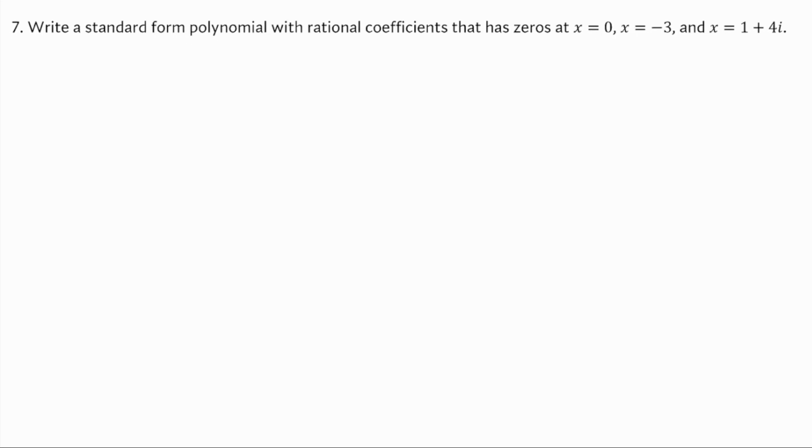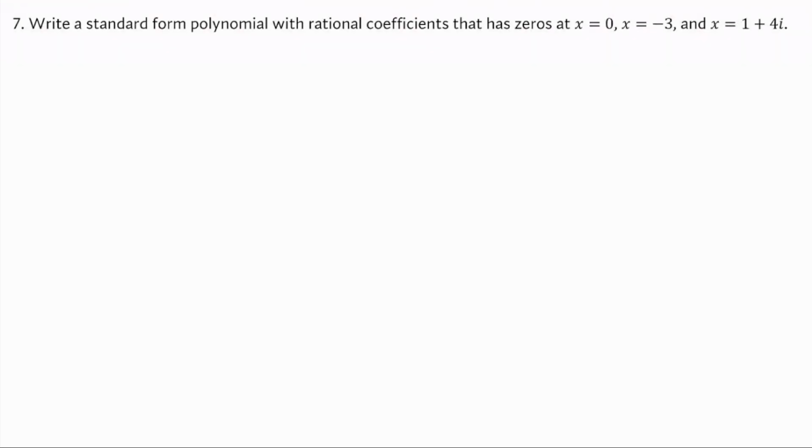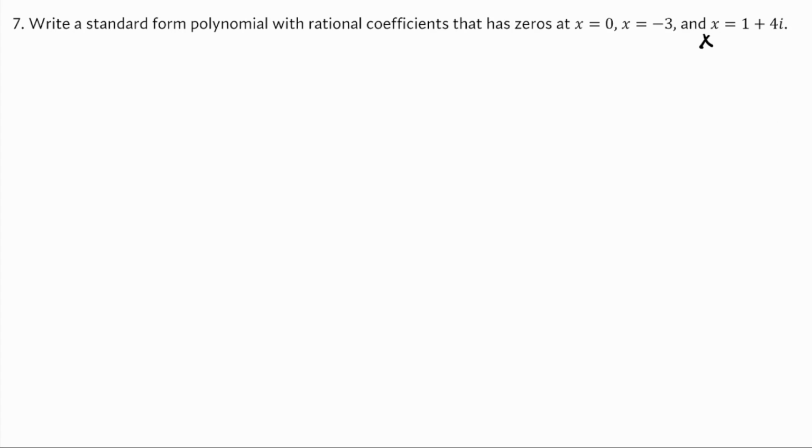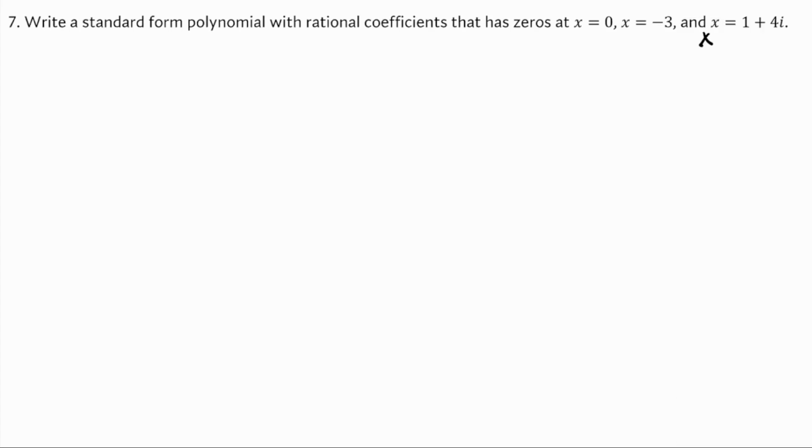Write a standard form polynomial with rational coefficients that has zeros at x equals 0, x equals 3, and x equals 1 plus 4i. Well, if I know that x equals 1 plus 4i is a root and the polynomial has rational coefficients, then x equals 1 minus 4i is also going to be a root. And pardon me, I'm trying to squeeze that in.